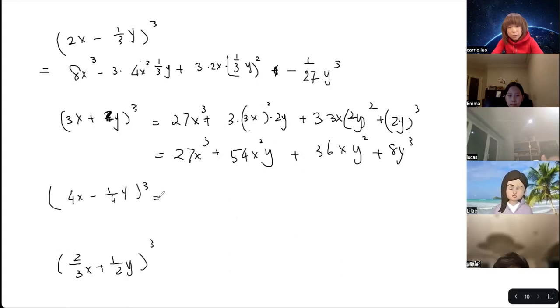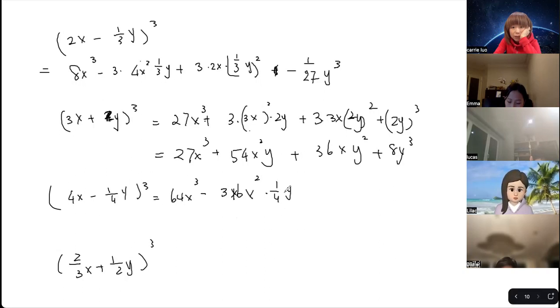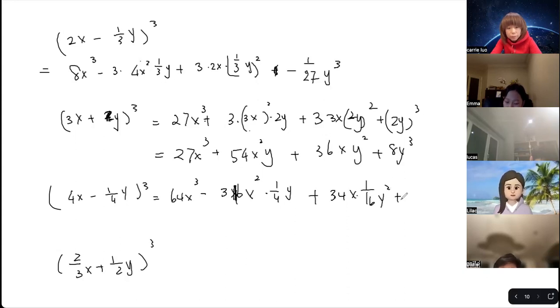Emma, next question. Could you please tell me? Should I do the unsimplified form first? No, simplify one. 64x cubed, yes, minus 3 times 16x squared times 1 over 4y, yes. Plus 3 times 4x times 1 over 16y squared minus 1 over 64y cubed. Very good. Okay, so simplify it. So you can have 12x squared y. You can simplify it, so 3 over 4y squared.